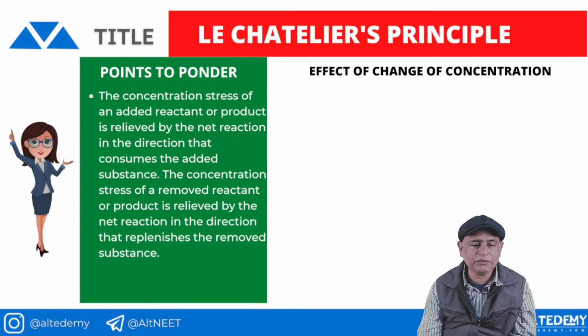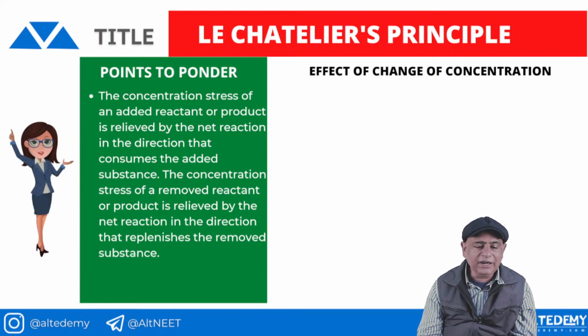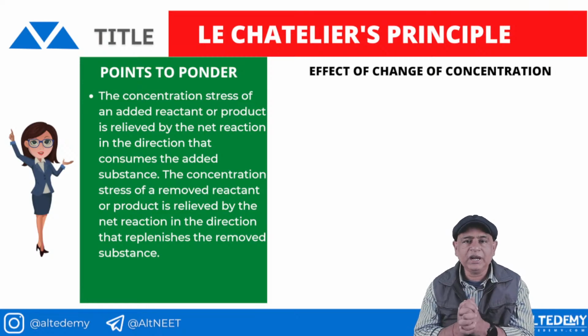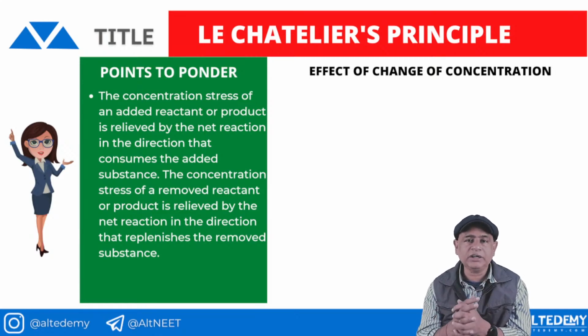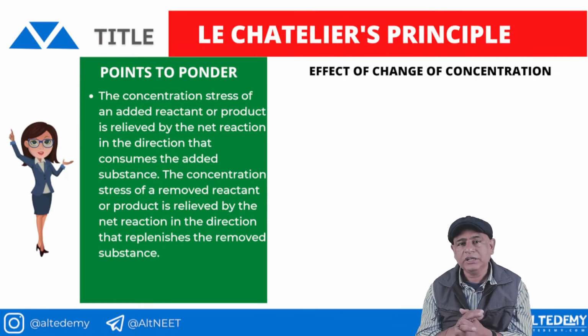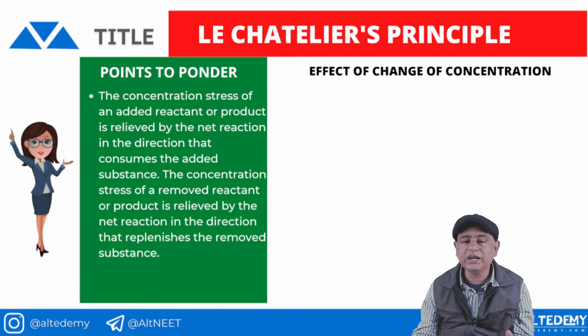The concentration stress of an added reactant or product is relieved by the net reaction in the direction that consumes the added substance. Though it has been written technically, you can understand how we have tried to explain it. The concentration stress of a removed reactant or product is relieved by the net reaction in the direction that replenishes the removed substance. So if in a reaction the product is filtered out in the process, that means you are decreasing the concentration of product. And when we decrease the concentration of product, we are compelling the reaction to move faster in the forward direction. That means more and more product can be created.